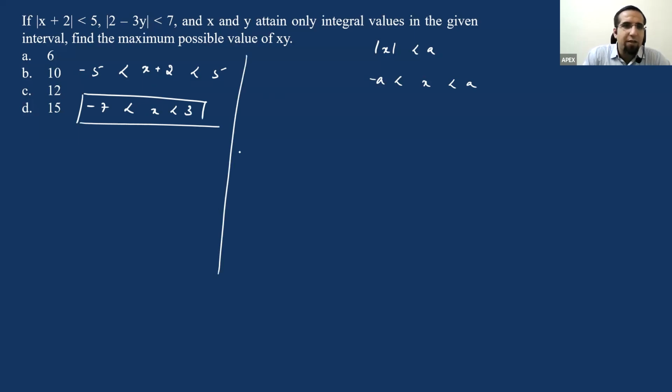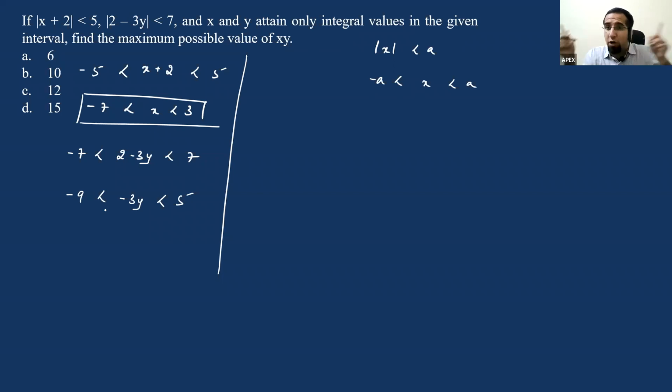Now let's answer the range of y. The range of y will be minus 7 less than 2 minus 3y less than 7. Let's subtract 2 everywhere. Minus 9 less than minus 3y less than 5. Since the coefficient of y is negative, let's divide by the minus sign. The signs change, the inequality also changes.